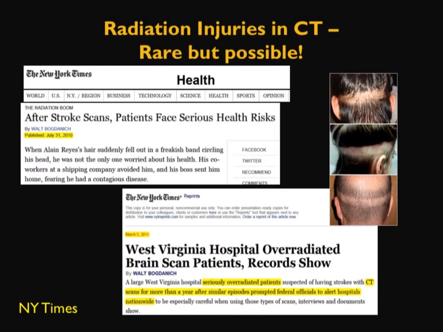Finally, I want to draw your attention: radiation injuries in CT are very rare, and for the first time were documented because of CT perfusion. This study, from July 2010, talks about hair loss in patients who underwent CT perfusion and experienced this hair loss.